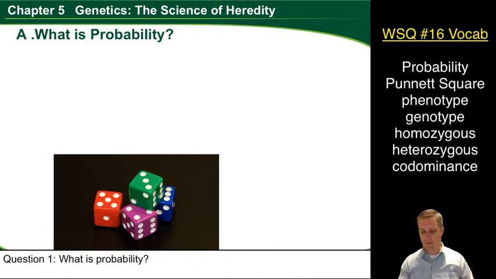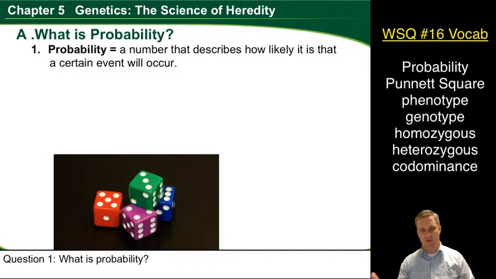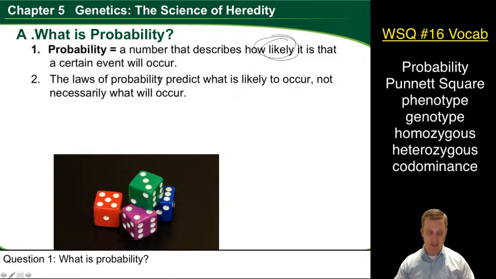First of all, let's discuss what probability is. Probability is a mathematical term, and it actually is a number that describes how likely it is that a certain event will occur. So we're talking about the likeliness. That means that the law of probability can only predict what is likely or expected to occur, not necessarily what will actually occur.